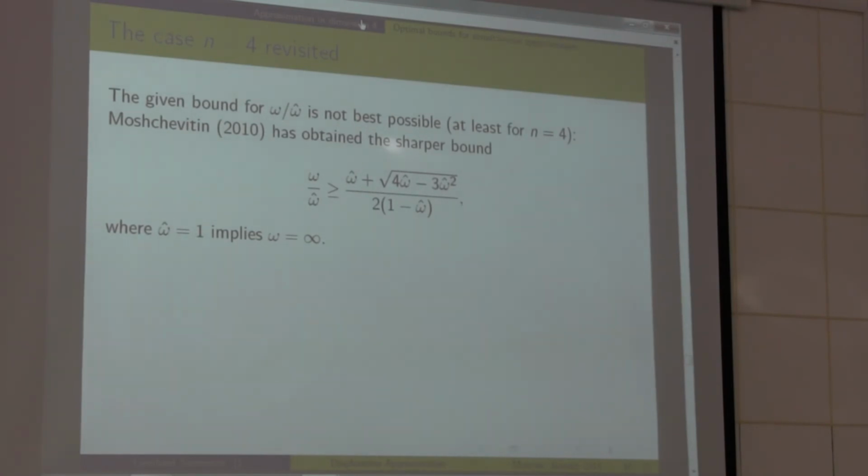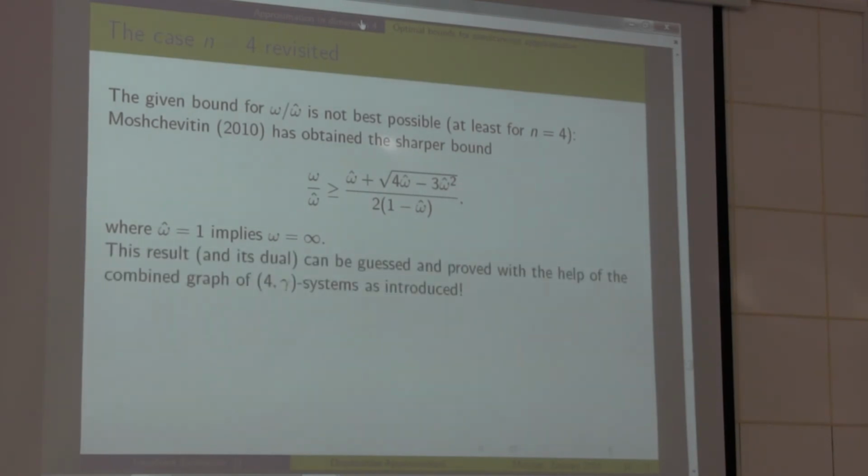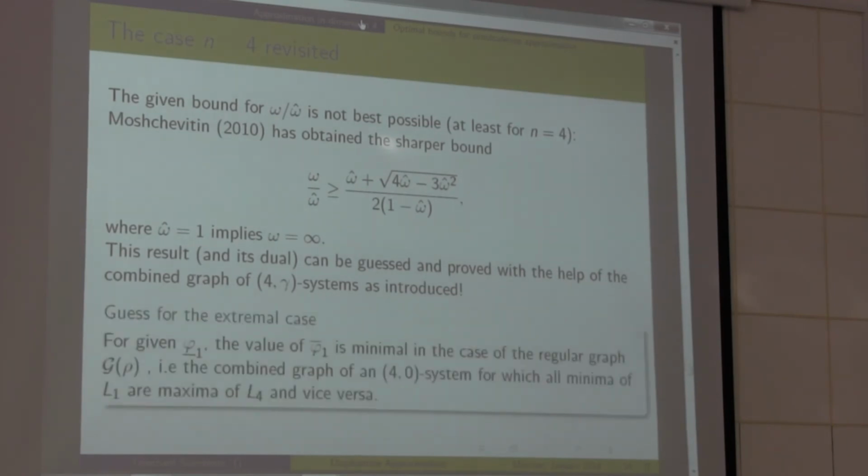Professor Moshchevitin had obtained a result that is equivalent to this bound already earlier. And if you compare both bounds, you see that his result is better. So at least in the case n equals 4, the result that we got is not optimal. And of course, we wanted to know, can you get such a result using the geometric methods I introduced, using the graph that we studied? And the answer is yes, you can, in the following way.